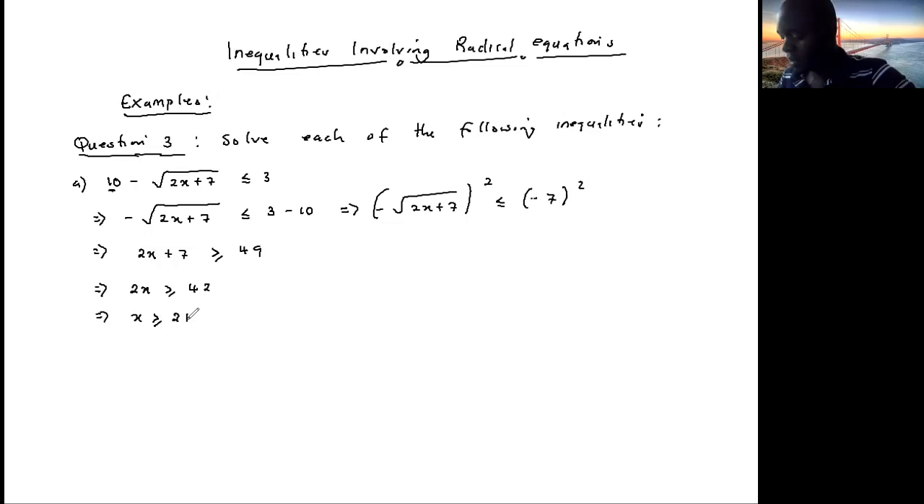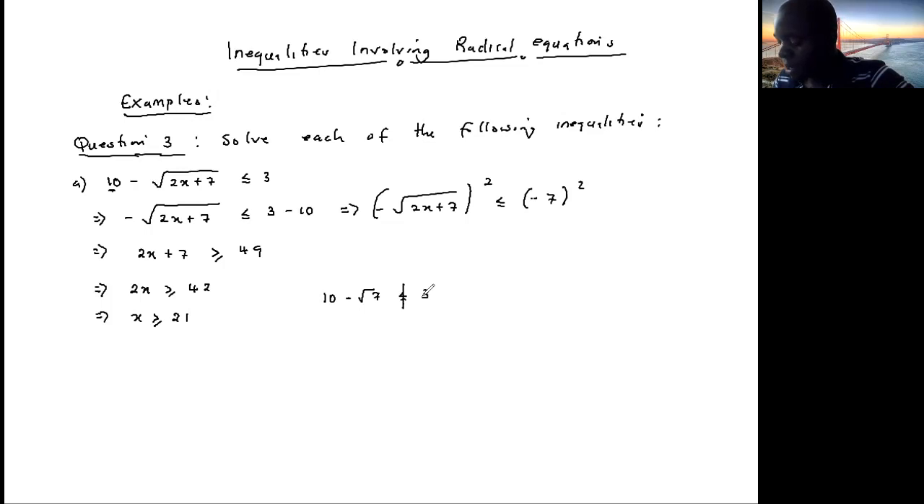Now you can test if this is true. Suppose you picked a number that is less than 21. Let's pick a number like 0. 0 is less than 21. So can 0 satisfy this inequality? So we're going to have 10 minus root 7. So is this indeed less or equal to 3? Is that true? No. So this is not true.